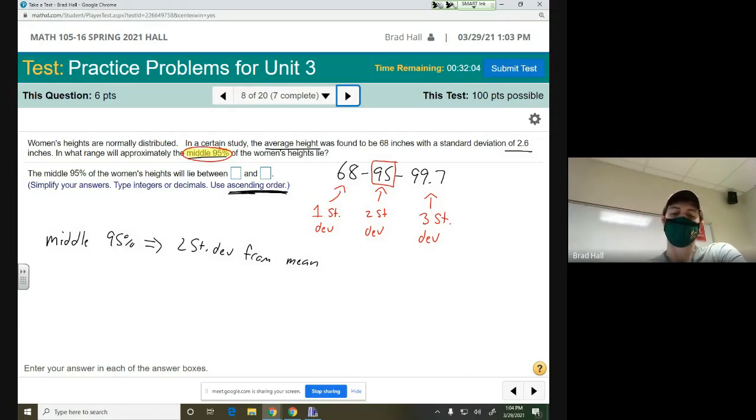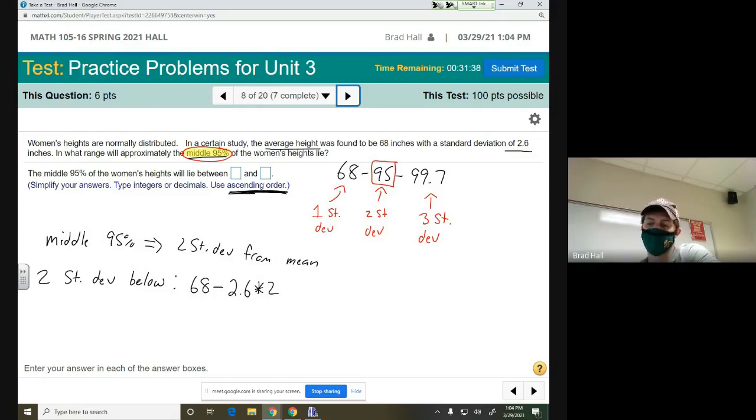So to find two standard deviations below, how do we find that? We must subtract the 2.6 from the mean. It's below the mean. Standard deviation tells us the increment sizes, but we have to do that twice because we want two standard deviations. And then two above, I might as well write that one out. Pretty much the same problem, we just add, because we're looking for above the mean.